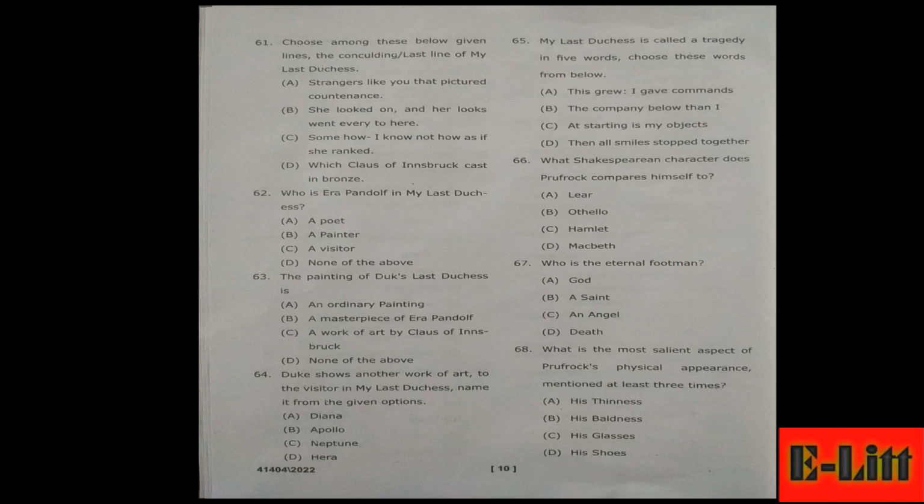Next question. My Last Duchess is called a tragedy in 5 words. Choose these 5 words. The correct one is, then all smiles stopped together. Next question. What Shakespearean character does Prufrock compare himself to? The correct answer is Hamlet.